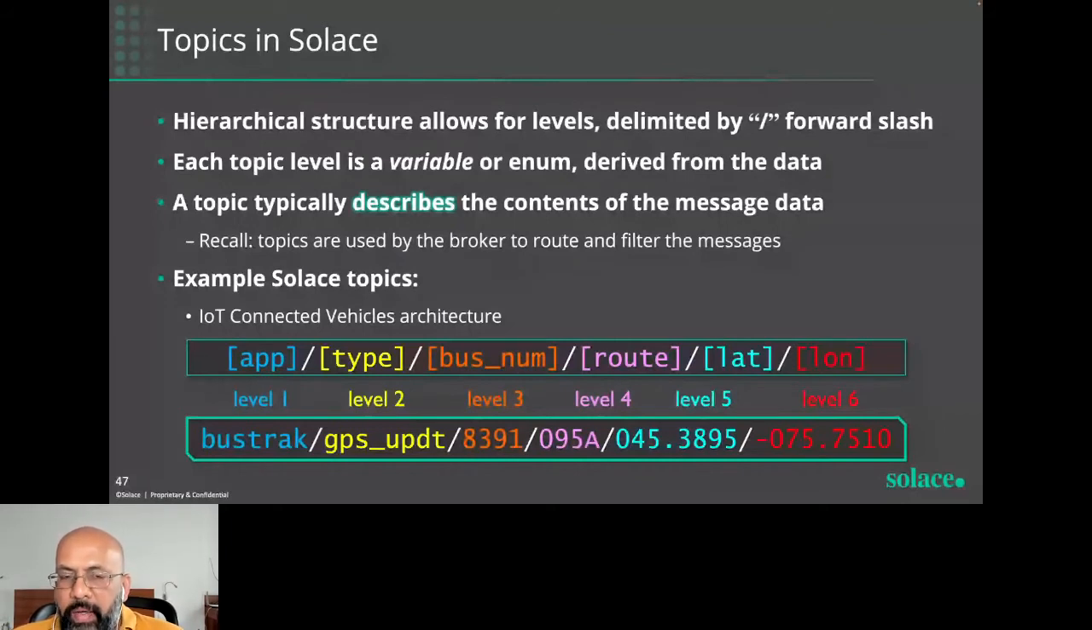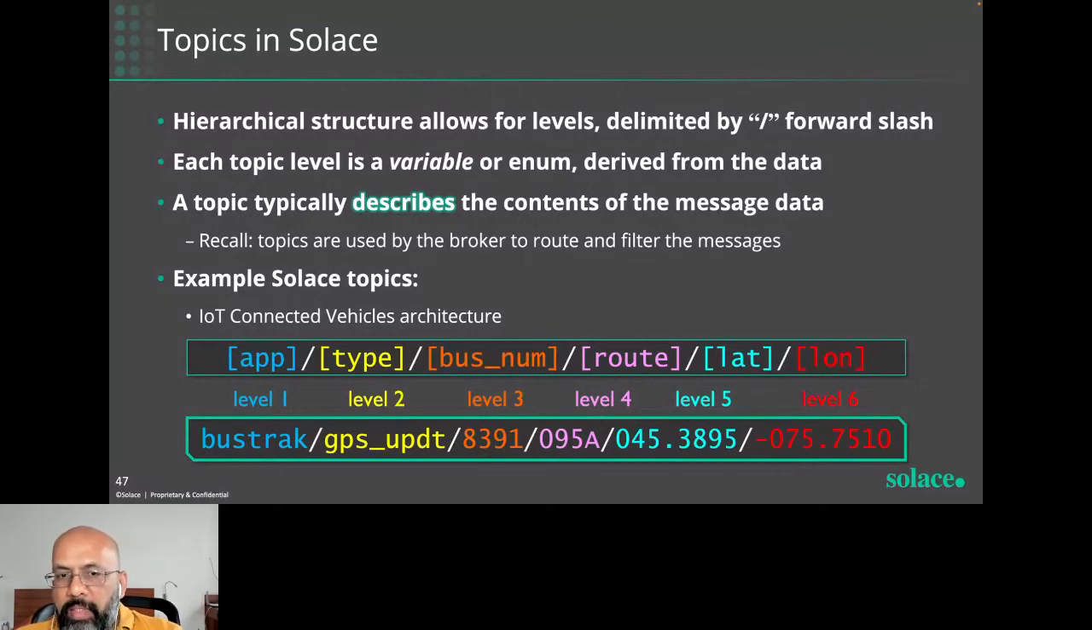So whatever format they made the data available in, what we could do is publish it based on this convention: bus track, that's your application, and what type of update we are talking about. There could be different types of updates. We are talking about the location, GPS update. What other option could be there? Maybe service update, I don't know, right? GPS update, bus number, route number, and then the most interesting thing is level 5 and 6, the latitude and longitude.